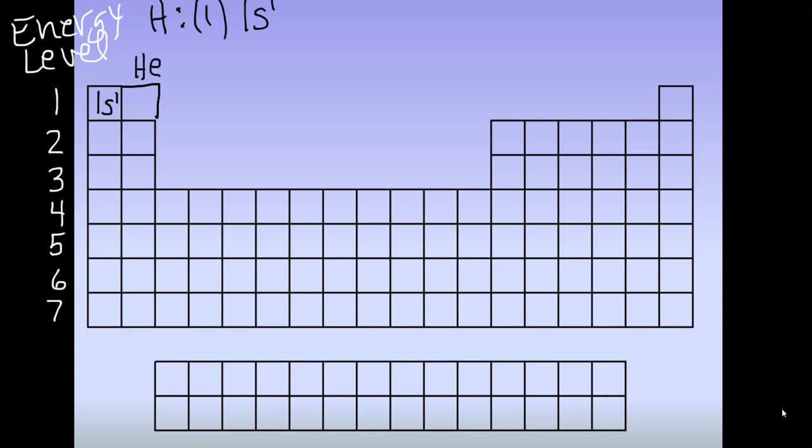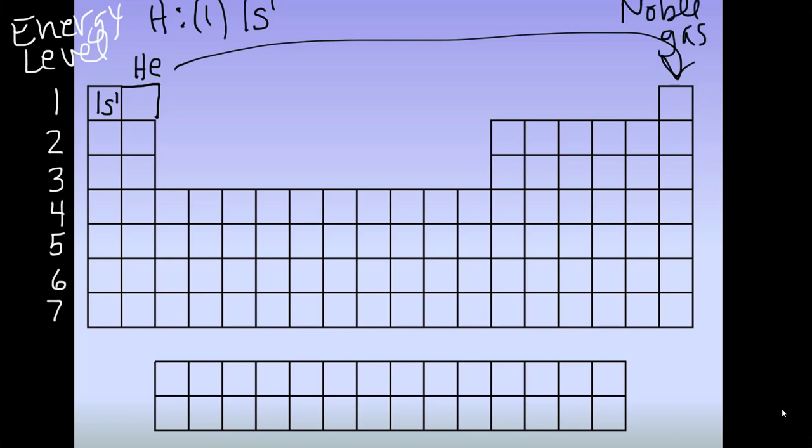So it is way over here, and that is because it's a noble gas. So they have placed it over there. But it really should be over there next to hydrogen. But let's look at helium.